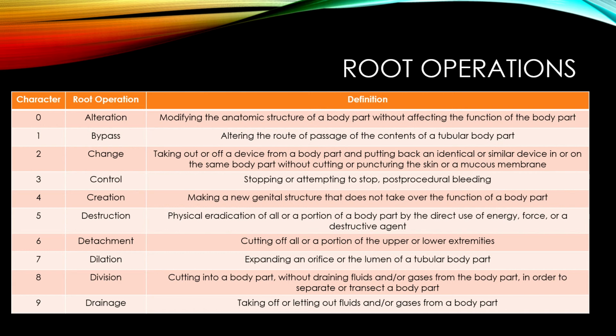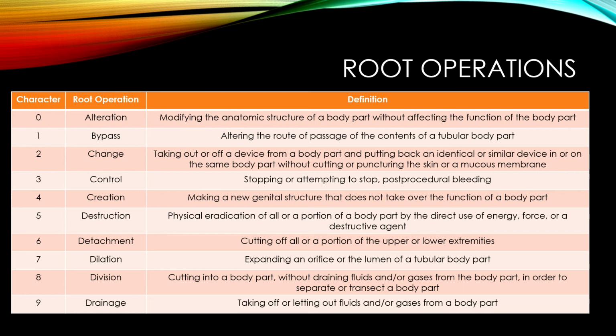0 is alteration, which is modifying the anatomic structure of a body part without affecting the function of the body part. 1 is bypass, which is altering the route of passage of the contents of a tubular body part. 2 is change, which is taking out or off a device from a body part and putting back in an identical or similar device in or on the same body part without cutting or puncturing the skin or a mucous membrane. Control is stopping or attempting to stop post-procedural bleeding.